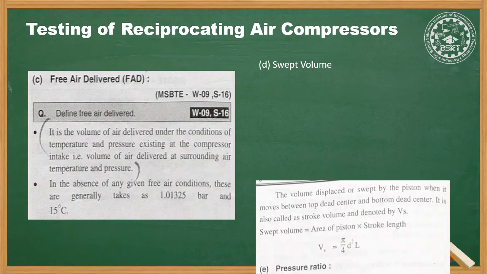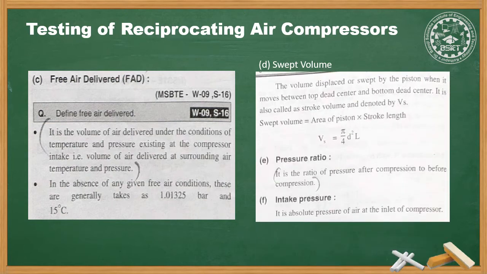Next is the swept volume. The swept volume is defined as the volume displaced or swept by the piston when it moves from TDC, top dead center, to BDC, bottom dead center. It is also called stroke volume and it is denoted by Vs. It is given by swept volume equal to area of piston into stroke length, which can be given as pi by 4 into d square into L, where L is the stroke length and d is the diameter of piston.